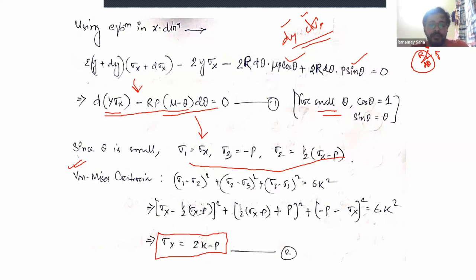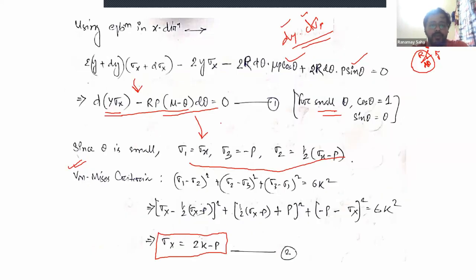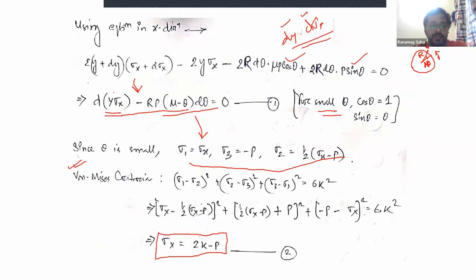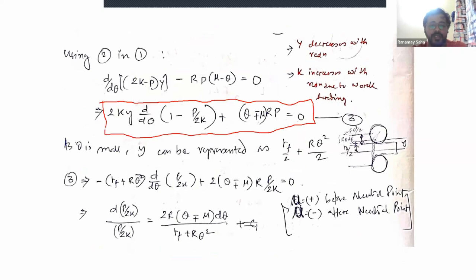You take that particular value of stress in the x direction and just place it in your equation 1, which you found from force equilibrium, okay? Differential of sigma x into y, minus R p, mu minus theta, d theta, equal to 0. We just plug in the value of sigma x equal to 2K minus p in this case, right? And you find this particular expression becomes 2Ky, which are constants. You take them outside, right? And then you do the differential of 1 minus p by 2K.